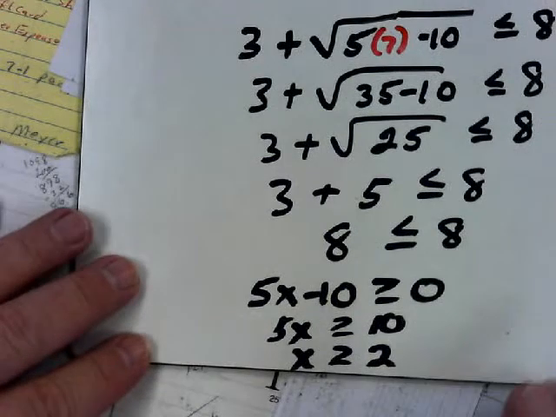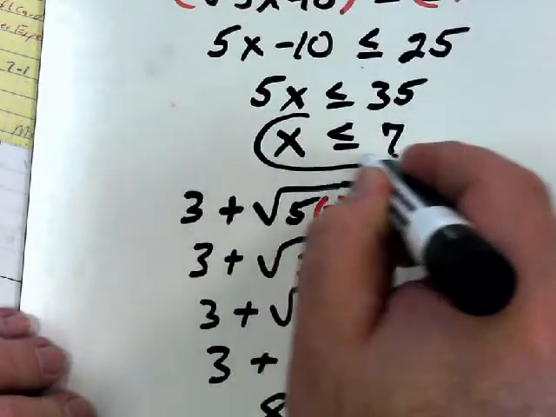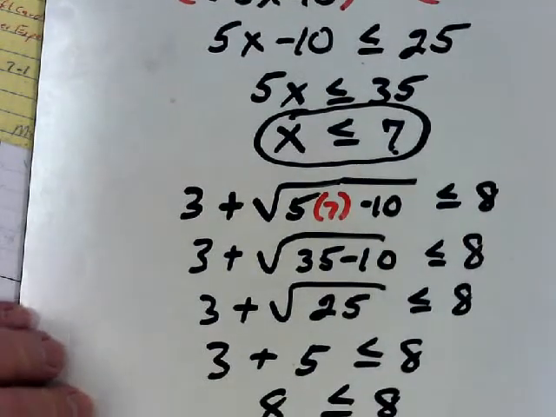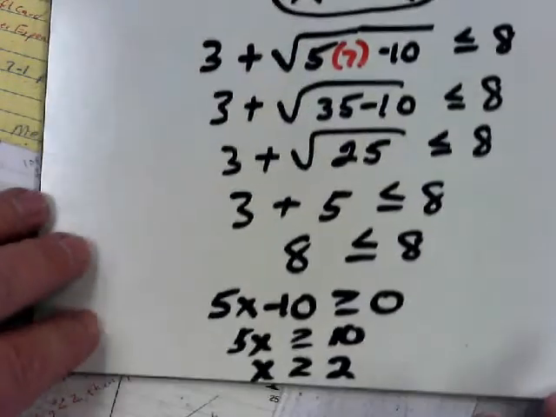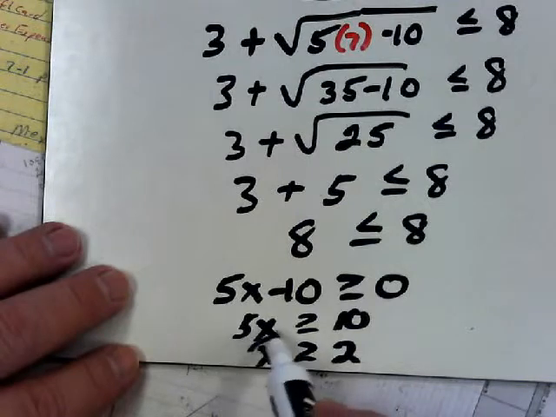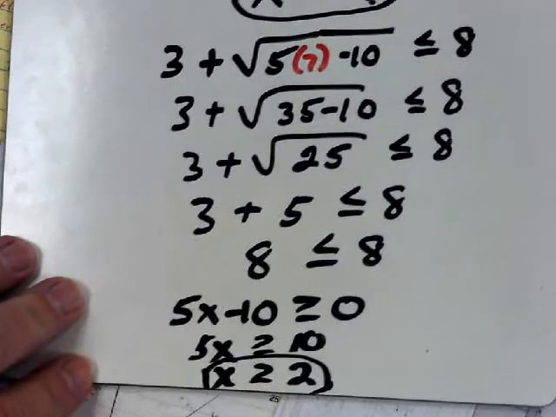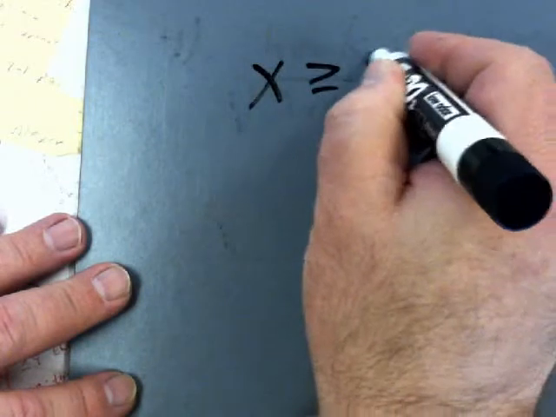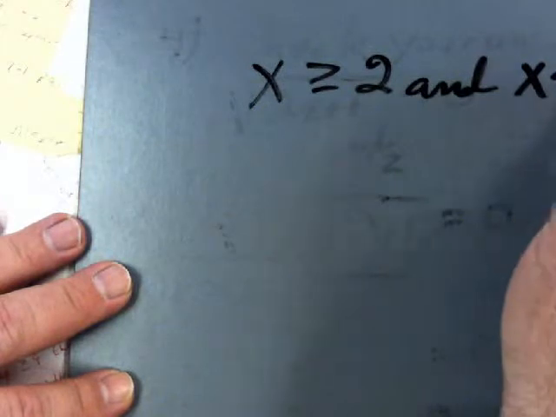So I have to make a comparison now. Up here when I solved it like this, the x was less than or equal to 7, correct? And down here, the x has to be greater than or equal to 2. So my final answer is the fact that x has to be greater than or equal to 2, and at the same time, x has to be less than or equal to 7.